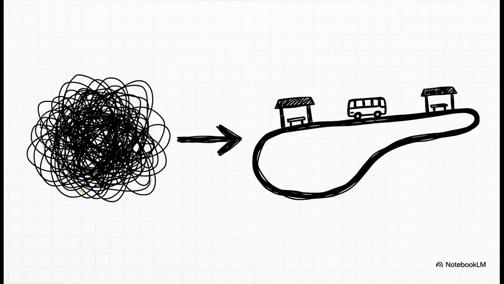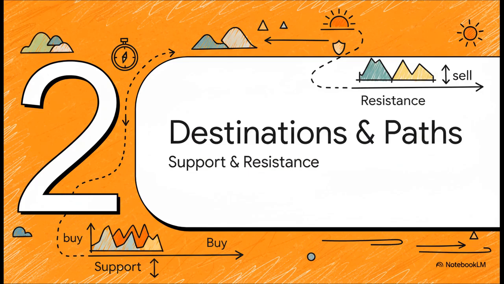You see, the key is to just shift how you see the chart. Forget all those chaotic squiggly lines for a second. Instead, I want you to picture the market like a bus route. The price is just a bus, traveling from one station to the next. Your job isn't to guess every little turn in the road. It's just to know where the bus stops are. And those stations, those bus stops we just mentioned, well, they have names. In the trading world, we call them support and resistance. These are the destinations and paths that are going to guide our entire journey.